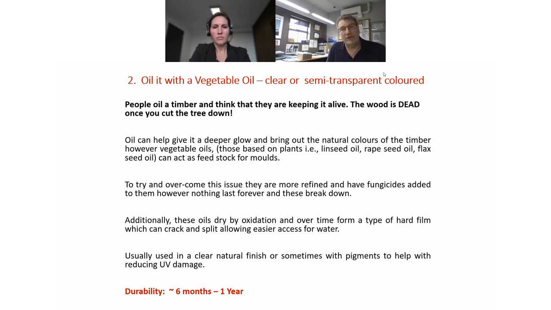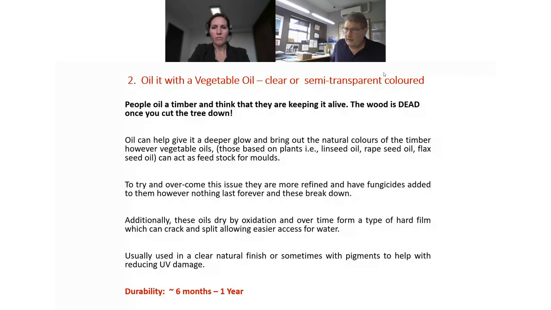And so to try to overcome this, we fill them full of fungicides and moldicides. So let's do something natural and then put a whole lot of poisons in it. So it's not the smartest move, especially for outside. For inside, it's a different environment. But outside, these oils also dry by oxidation. So over time, they lose their flexibility. And as the wood moves, they can still split and crack and open up. So it's not the smartest move, and they will turn black pretty quick outside.